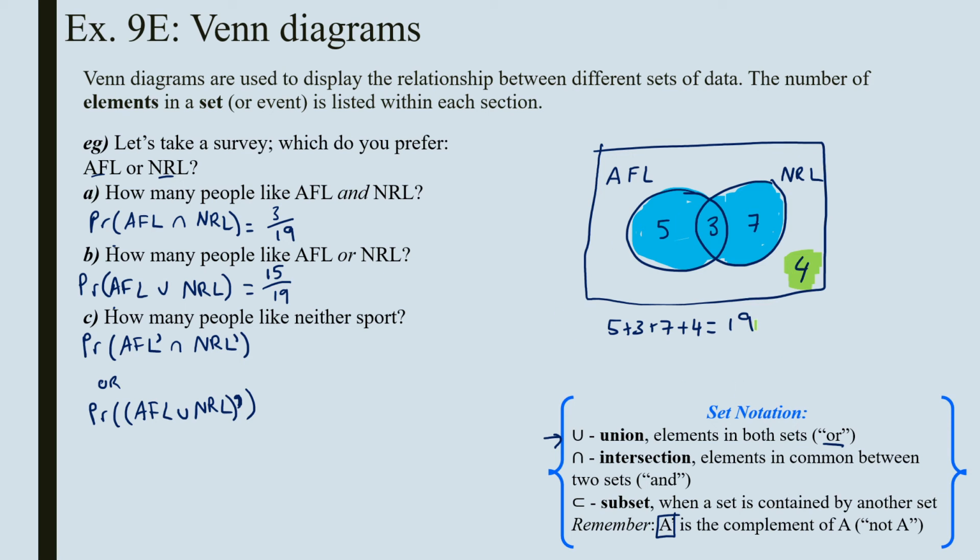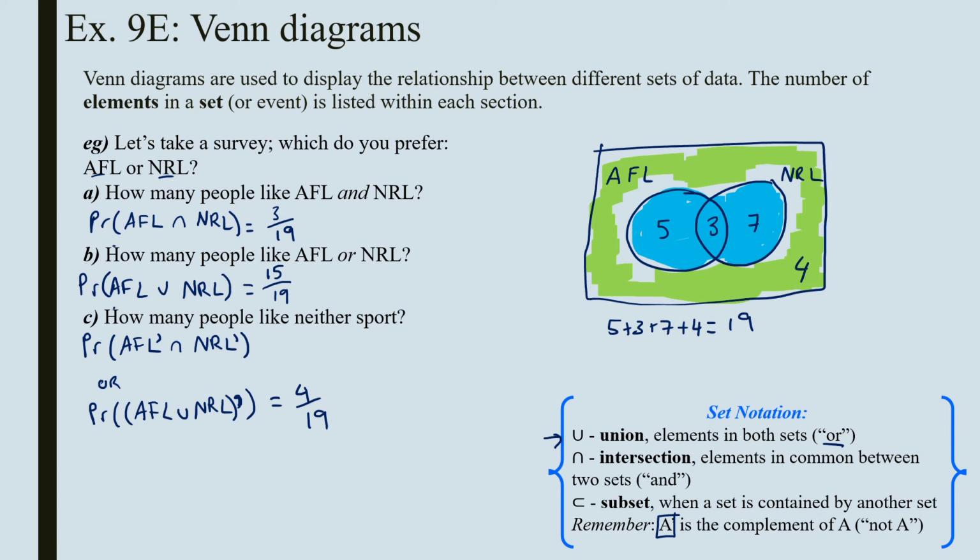If we introduced another circle, let's say we were looking at basketball, or NBL, I might include an extra circle underneath here as well. But really, I'm just looking at everything outside of those two circles, which is a total of 4 out of our 19 people. So 4 people don't like either sport.